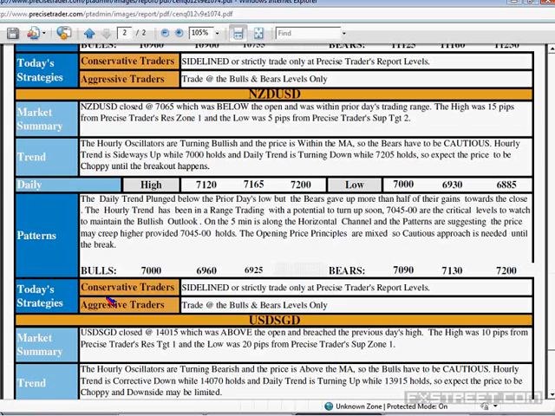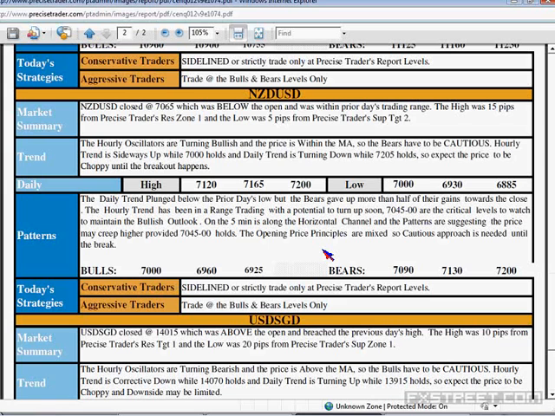And today's strategies: for conservative traders, we usually say, we generate this once we get a clear signal. It says sideline or trade at precise trader support levels. Aggressive traders, you have to trade at the bears and bulls levels only. In other words, if it reaches 70, I go for a long. Then if it reaches 70.90 or 71.30 or even 72, any one of these three levels, I would like to go for a short. That's what it means if you go based on these levels.